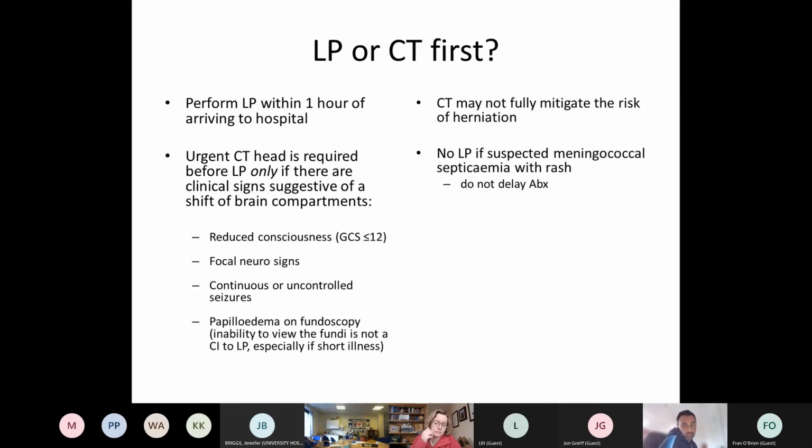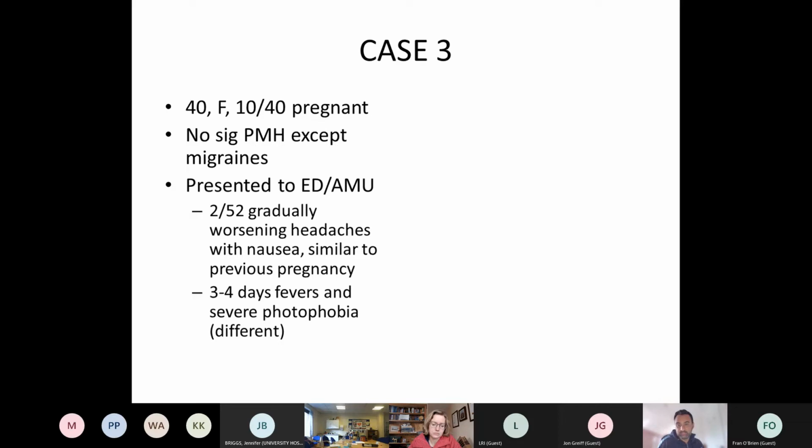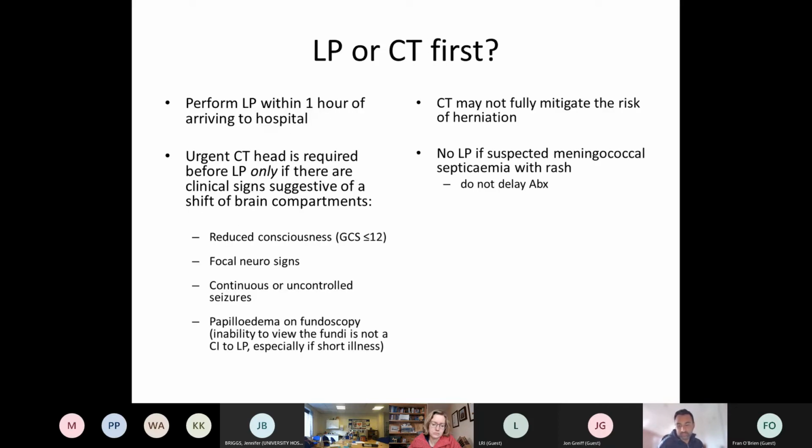An LP, also remember, shouldn't be done if there is suspected meningococcal septicemia. So if you see that typical rash, don't delay. Just give antibiotics. Don't delay, whether it's for LP or for CT. So that's just something about the scanning versus LP.